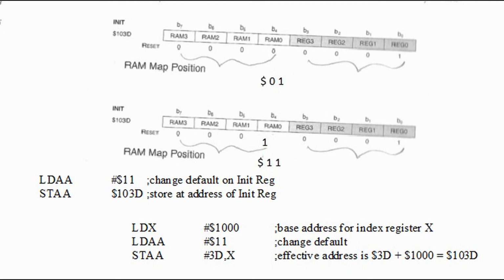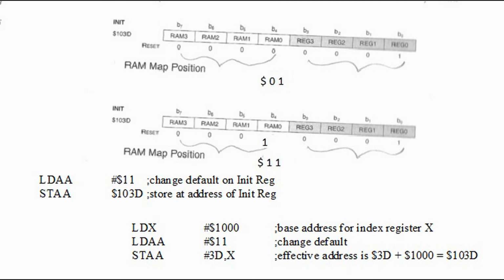Sometimes the store accumulator A command can't reach so high up in memory. So in that case, we use index addressing mode. In this case, load index register X immediately with 1000. Load accumulator A immediately with 11. Then store accumulator A at 3D, comma X.